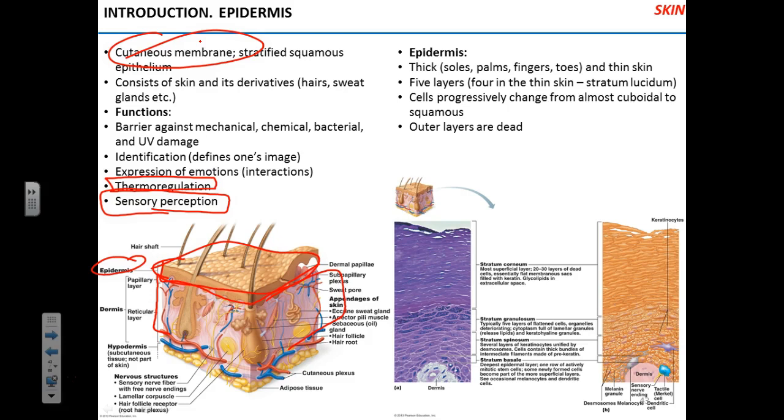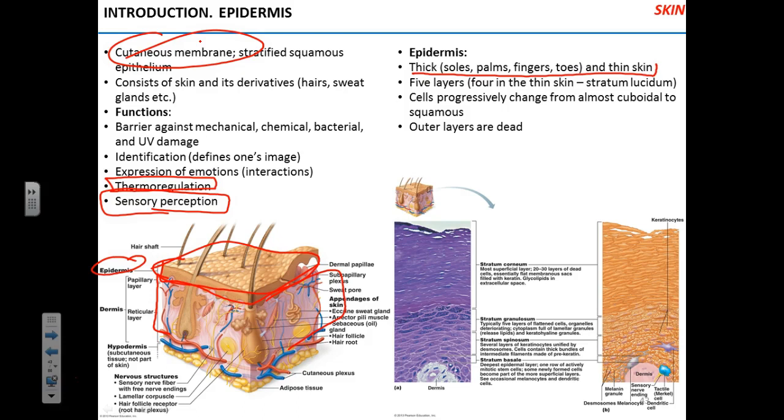It is called either thick or thin skin. So thick skin can be found on the parts of the body that are most exposed to the environment, obviously, soles, fingers, palms, toes. Thin skin can be found everywhere else.